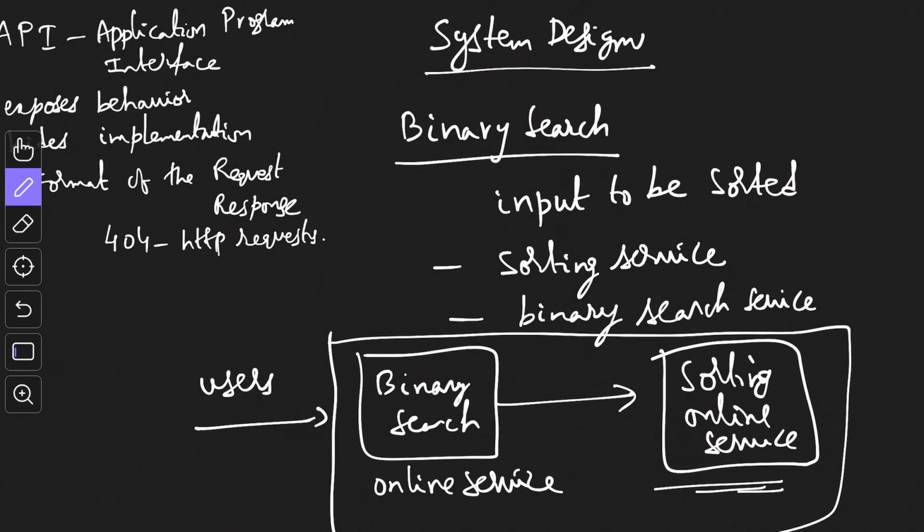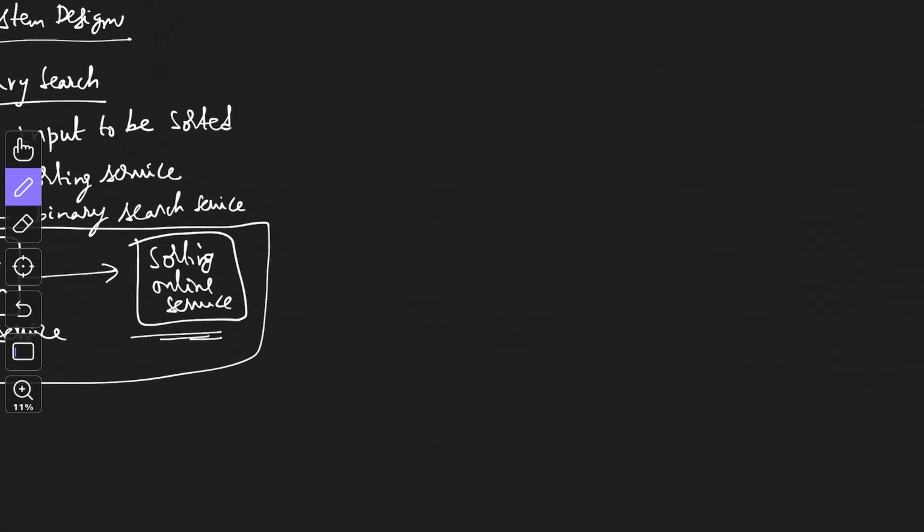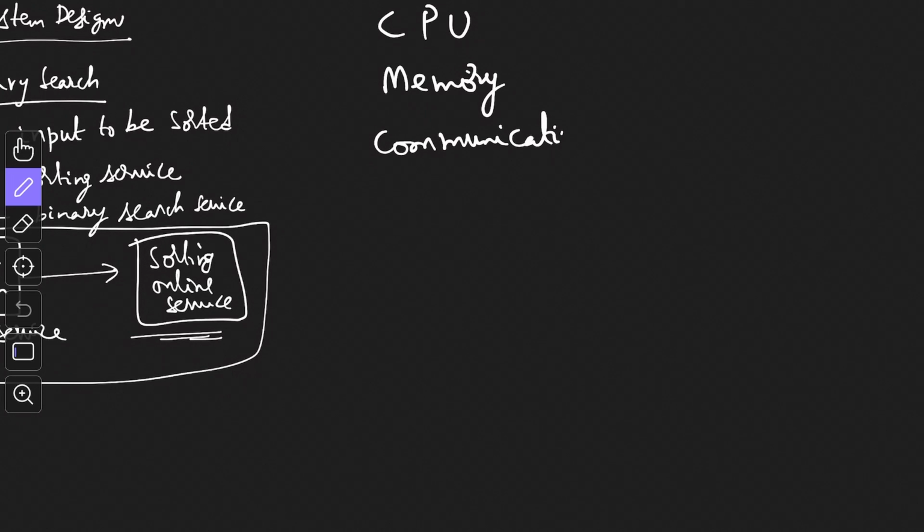At the basic level, in other words, at the lowest level, every system is composed of three units. One is CPU, the second one is memory, the third one is communication channels which link together the compute resources and the storage resources.